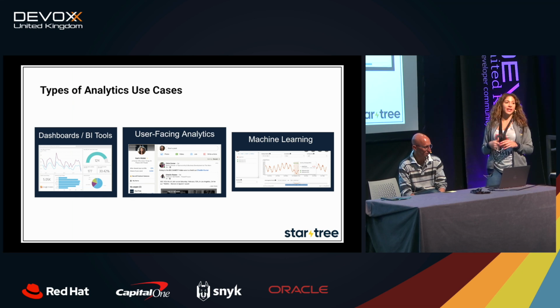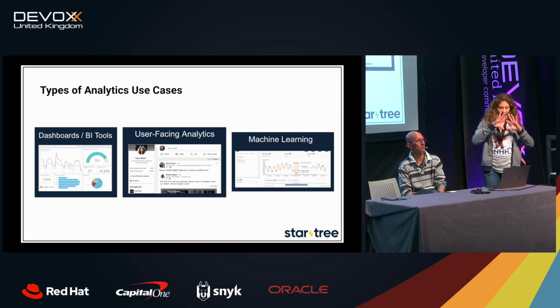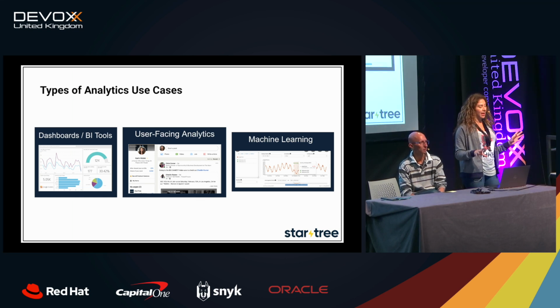And then the third one is machine learning, basically when you're pulling analytics and feeding it into a system that has some kind of automated or machine learning process behind it. So things like anomaly detection or fraud detection, anything that might be automated. Those are, generally speaking, the three types of analytics.